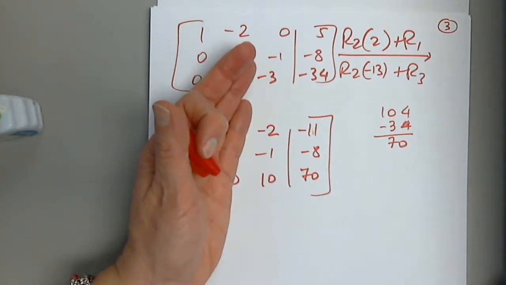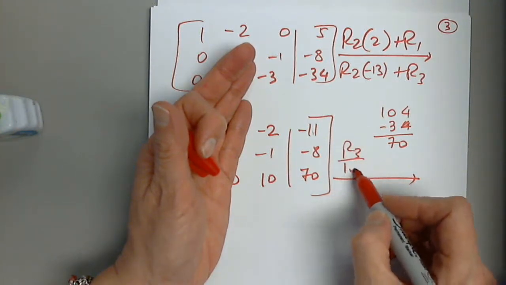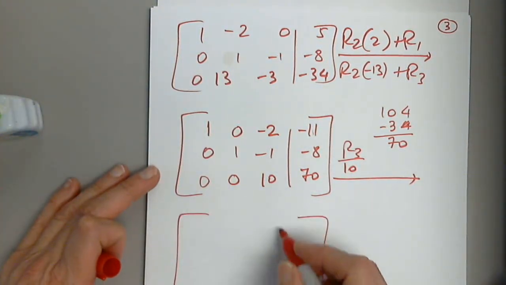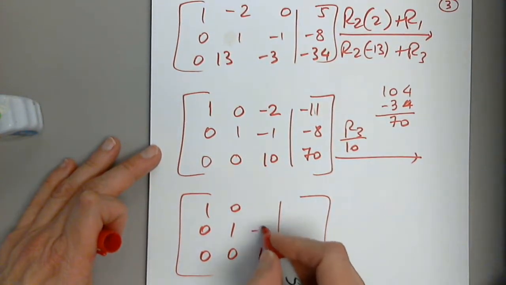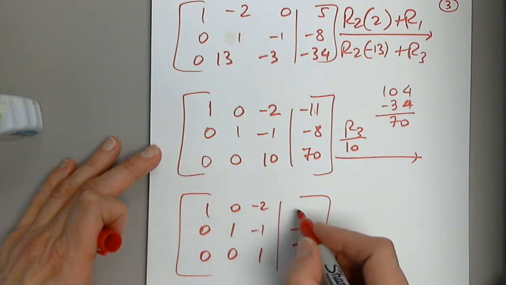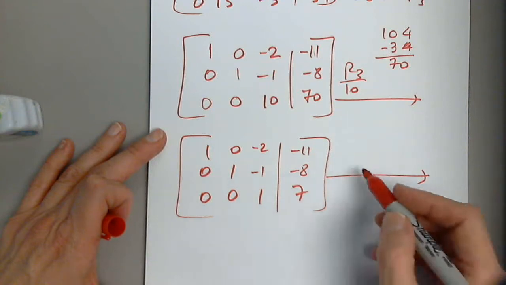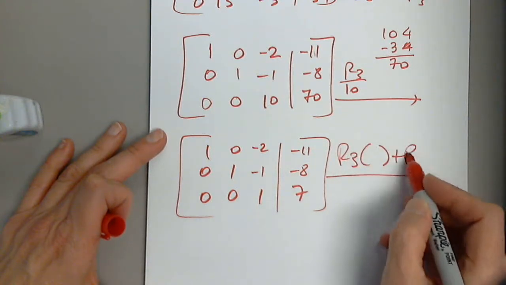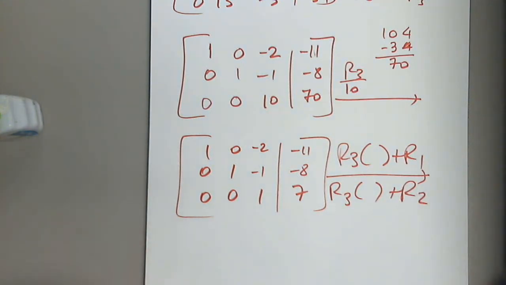Where is my target point? What is my next step if you want? Divide row 3 by 10. That's it. Which row do I have to use now? And I multiply by something to add to row 1, and multiply by something else to add to row 2, and this is the final step.